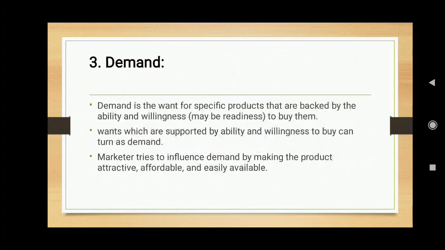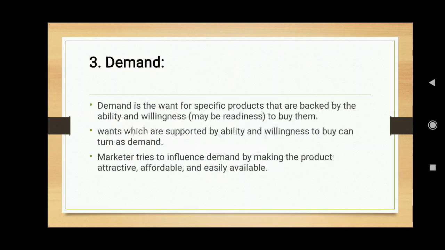Willingness also is a must, right? Willingness can be redefined as readiness to buy. Readiness to buy, or willingness to buy, and capacity to buy: all these things combined create demand for specific goods and services. So again, we can redraft it and say wants which are supported by ability, in the sense capacity to pay, monetary ability, and willingness to buy, that is readiness to buy, can turn into demand.